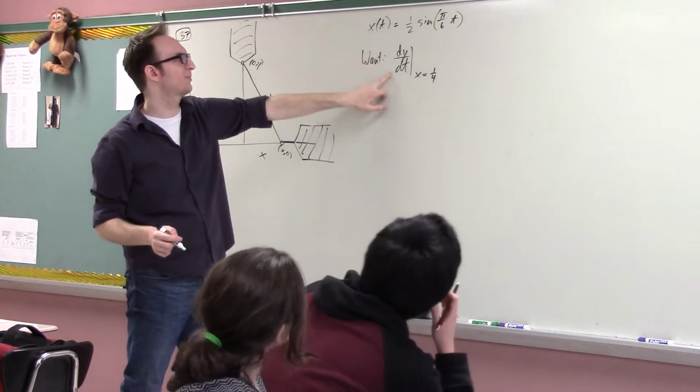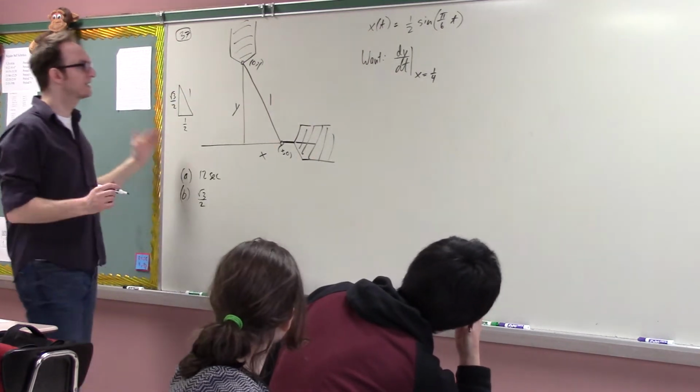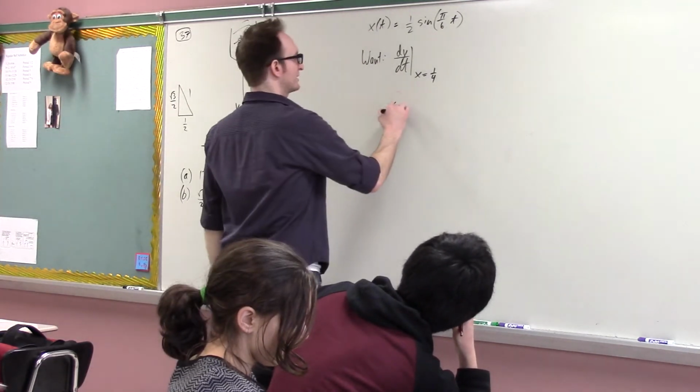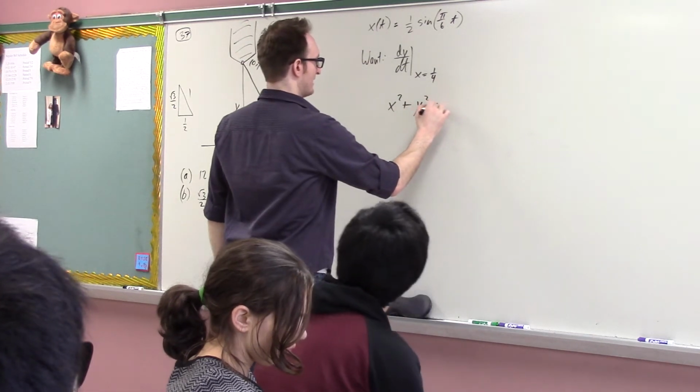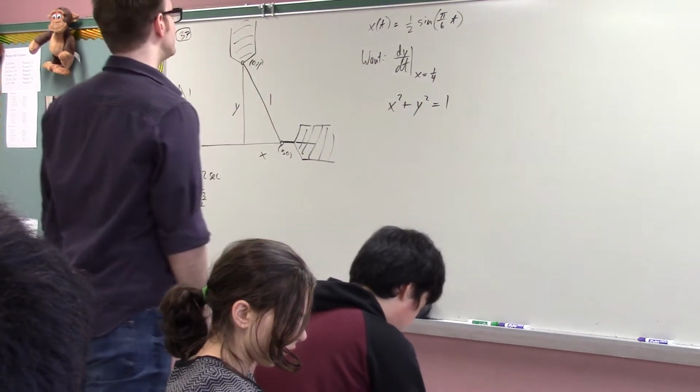Rephrase the information given in the problem. Write down what it is that we're looking for. Seek a relationship between the variables. Well, the obvious relationship between the variables is x squared plus y squared equals 1.